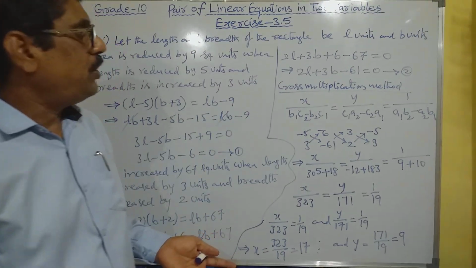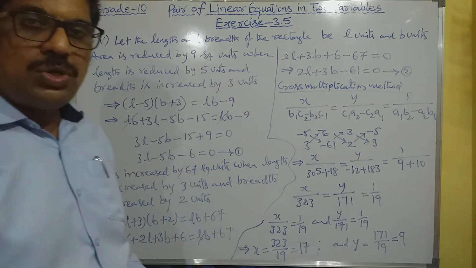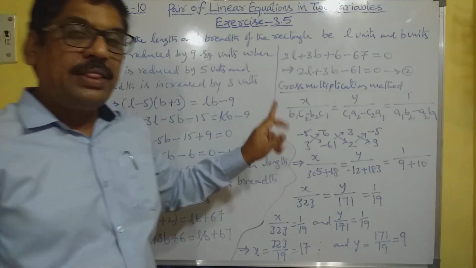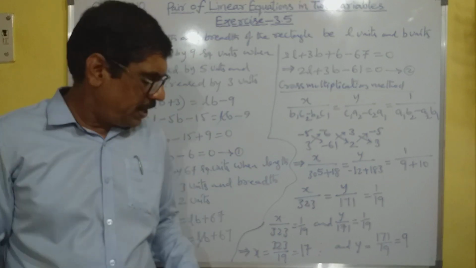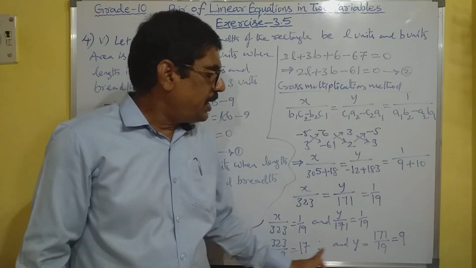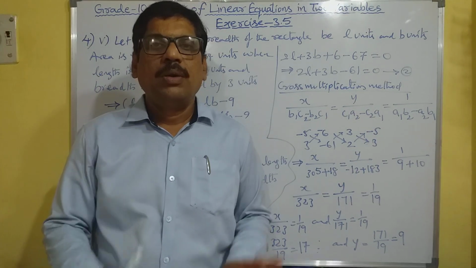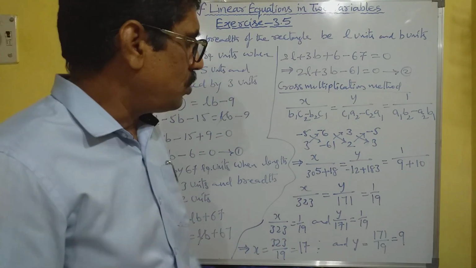So there is no space to write the length and breadth. Conclusion you need to write. What is the conclusion you must write? Therefore, length and breadth of the rectangular field are 17 and 9 units respectively. Did you understand the problem? Please don't forget to write the conclusion.